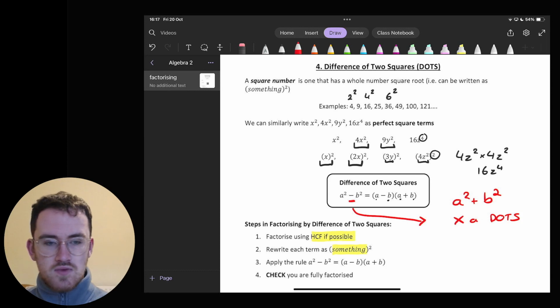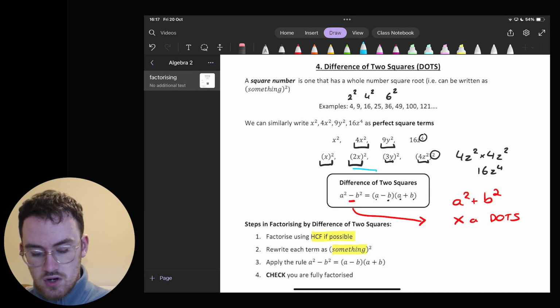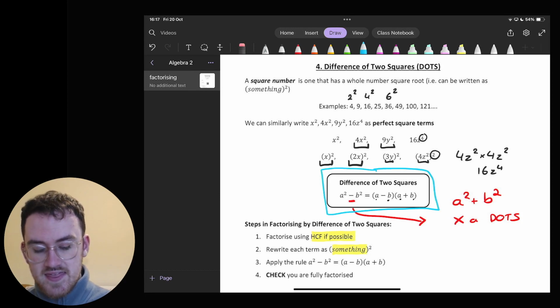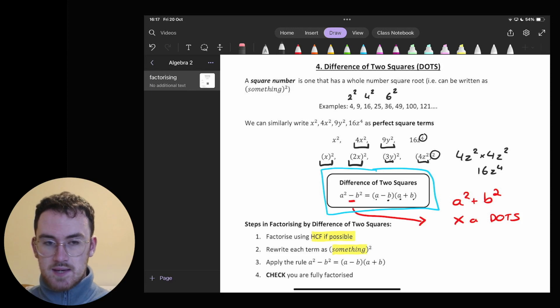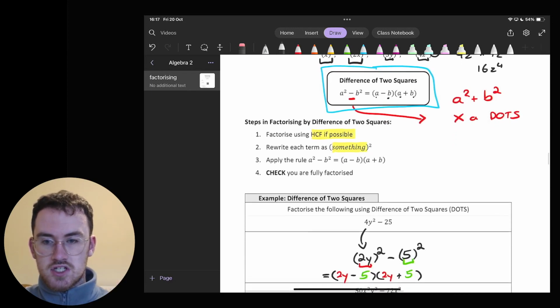So the first step, rewrite each term as something squared and then apply your rule. So really, really important for these types of questions that you learn off your rule, and then that you get some practice of these types of questions, of those exercises there in your worksheet, in your revision sheet.